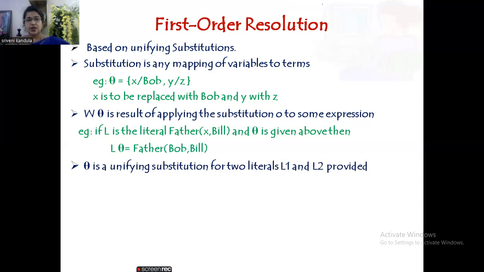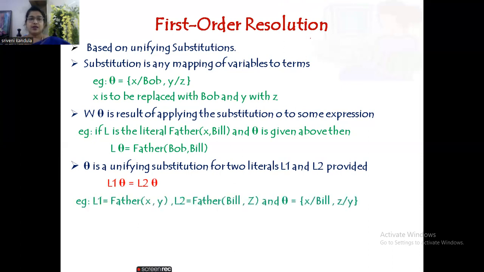In this case, we have taken only one literal. Now let us take two literals, L1 and L2. If L1 theta is equal to L2 theta, then we call theta a unifying substitution. For example, let us take two literals. L1 is father of x comma y and L2 is father of Bill comma z. And theta is x has to be substituted with Bill and z has to be substituted with y. So then what will be your L1 theta? Here I am saying theta is a unifying substitution for L1 and L2. That means L1 theta is equal to L2 theta.